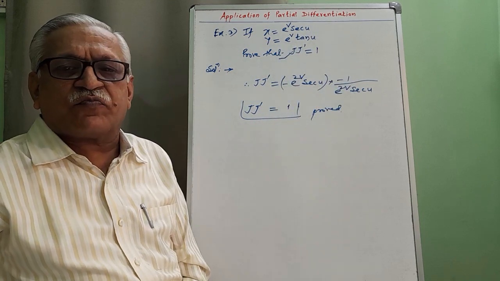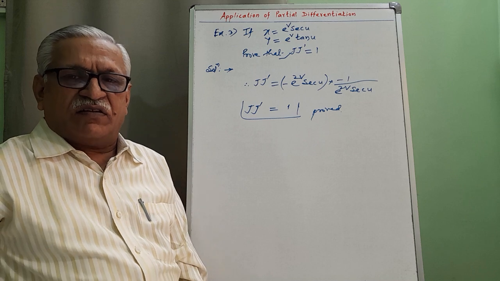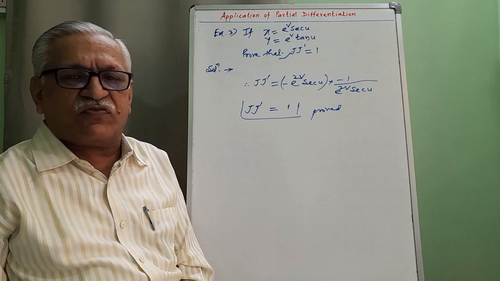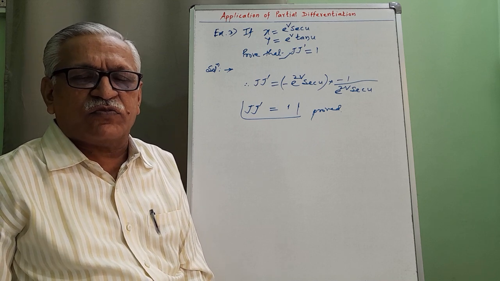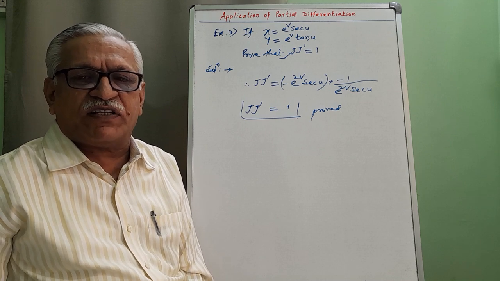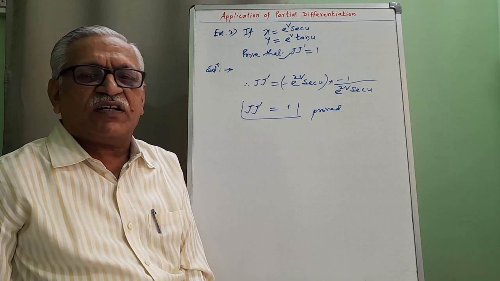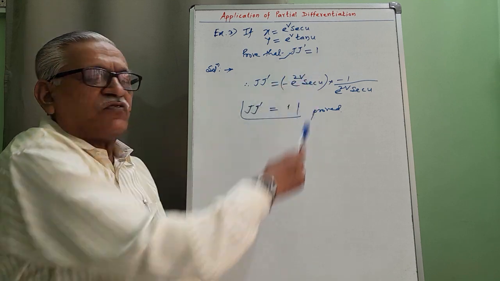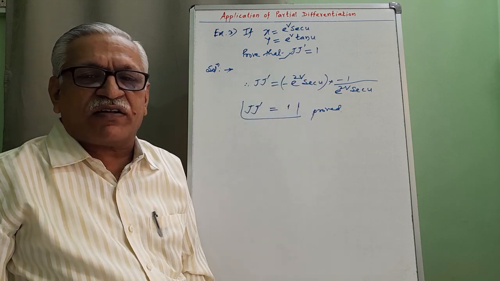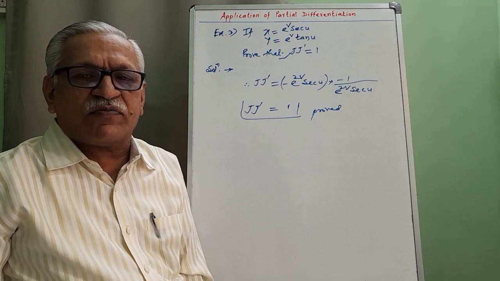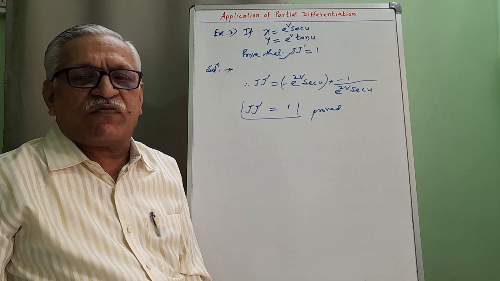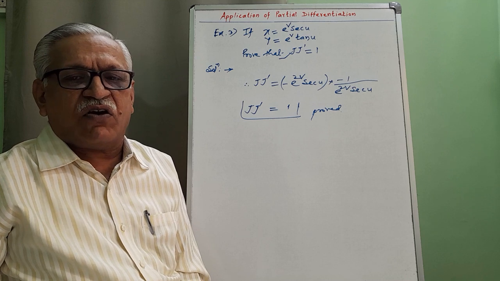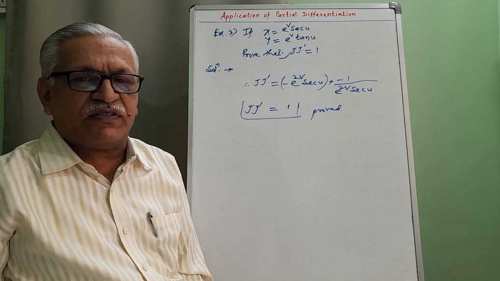Result is proved. Therefore, in the first part of this video, I have discussed two important points: how we can obtain the Jacobian of the given transformation, and second, the property of that Jacobian, j into j dash is equal to 1. In the second part, I will discuss some problems of how we can find maxima and minima of a function of two independent variables.